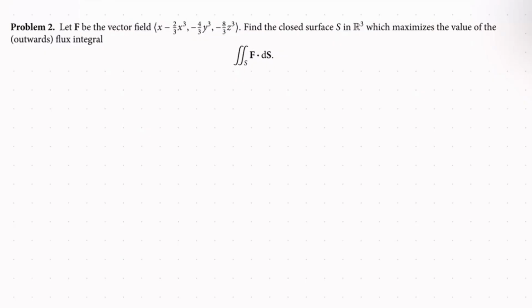So the question says, let F be the following vector field, and we want to find the closed surface S on R3, which maximizes the value of the outward flux integral. So that was a lot of words. Let's really figure out what we're trying to do. So we're given this surface integral and we're trying to find S. How do we do that?